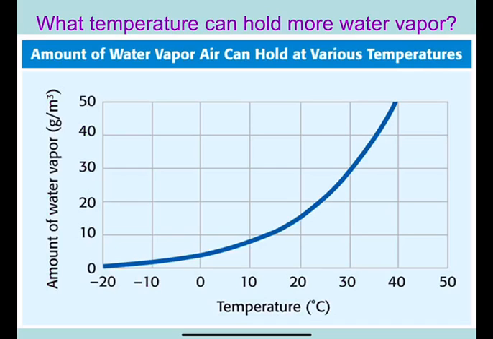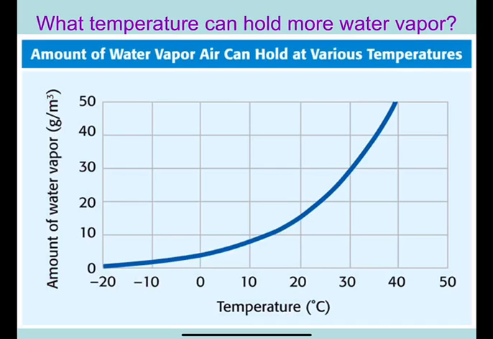Now, the temperature outside depends on how much water the air can hold. Let's look at this chart. To the left side of the screen, you will see the vertical title called Amount of Water Vapor. The horizontal line at the bottom of the screen shows temperature. Notice at negative 20 degrees Celsius, how much water can the air hold?